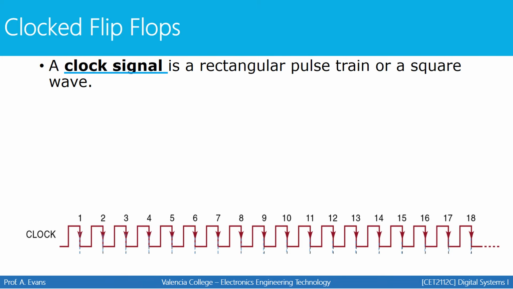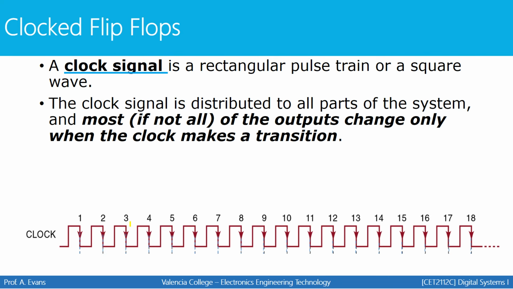A clock signal is a rectangular pulse train, or some people call it a square wave. So it's a succession of pulses that just continue to happen one after another. This is what a clock signal will look like. It's going to be an even square wave where the amount of time that it's low is exactly the same amount of time that it's high. The clock signal is what's going to be distributed to all parts of a system. And when we're talking about systems, we're talking about systems that use flip-flops. Most, if not all, of the outputs will change only when the clock makes a transition.